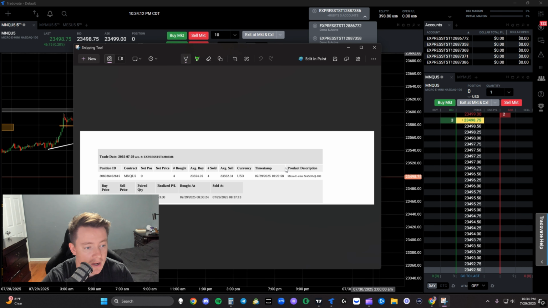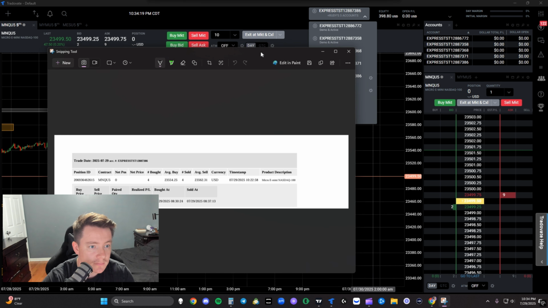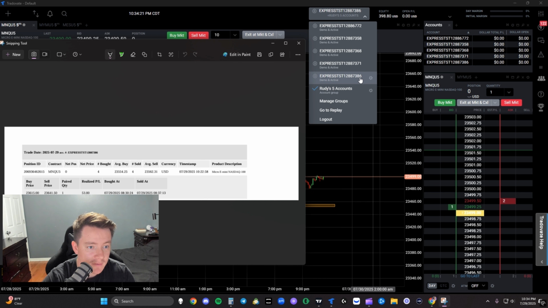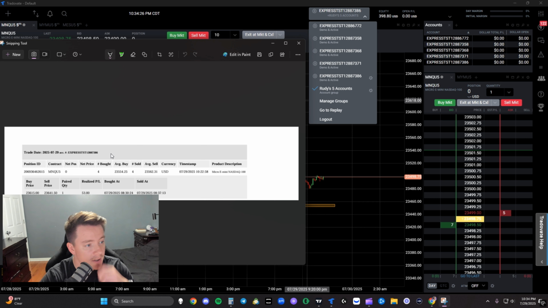Now that's on one account. As you can see right here, this is on my Express account. 86 is the last two. If I move this over a little bit, I've got 86 right here, and you can match that and pause it just to make sure that it's the exact same numbers and everything.